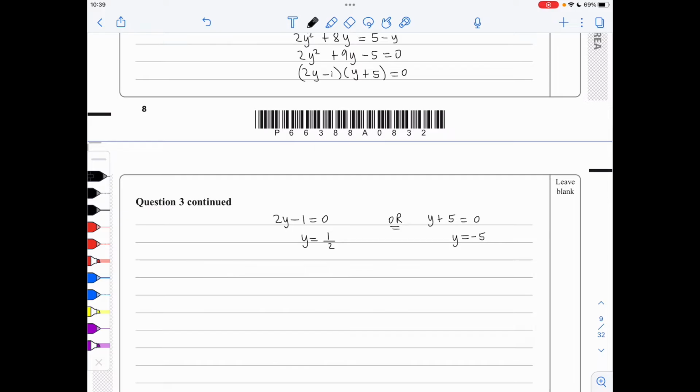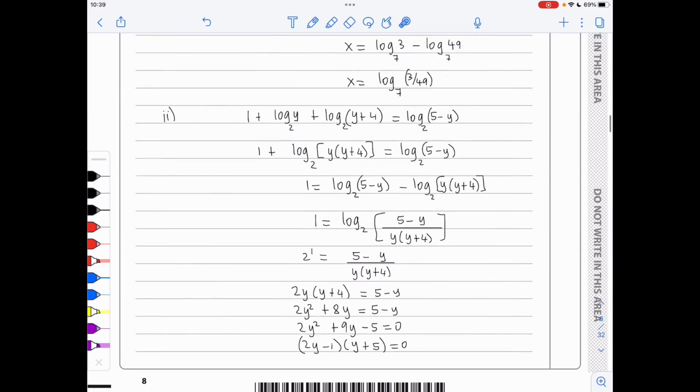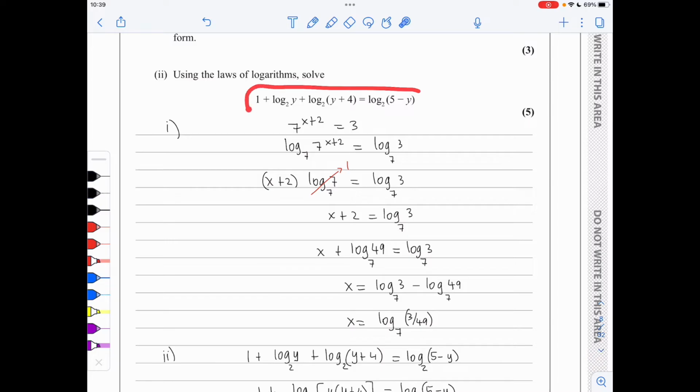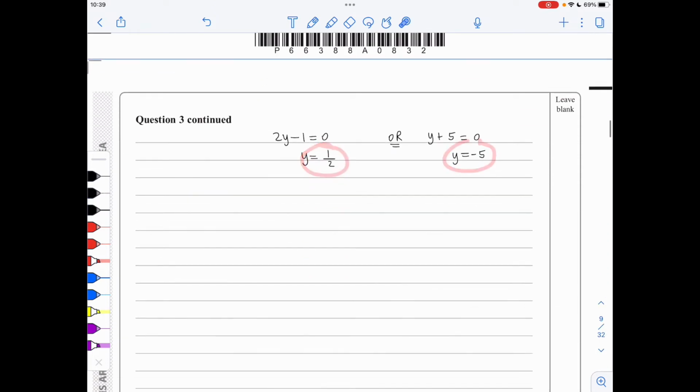What we need to be careful with is checking the solutions we obtain here, whether they are compatible with the original equation. In the original equation, we had log of y, plus 4, 5 minus y. We want all of these always to be greater than 0. Otherwise, we get a math error in the calculator. And it is therefore obvious that the negative 5 will cause an error here. So y is negative 5 is not a valid solution, so we reject this. It's not valid.